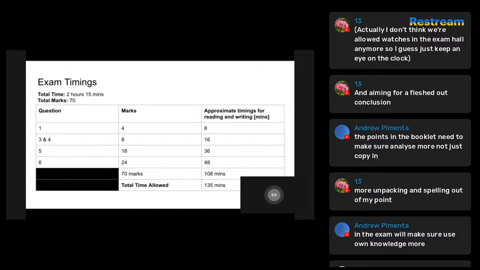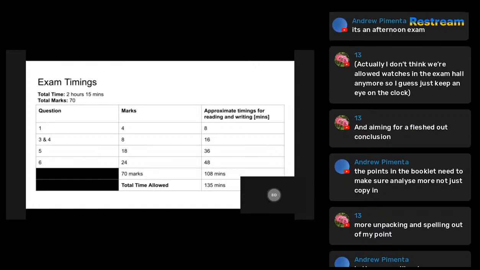Right. Question number 6, 24 marks. You spend about 48 minutes on this, reading and writing. Remember, this is the most important question in the exam. This is the culmination of your A-level geography. So you've got to give it time. You've got to think about what points you're going to make.